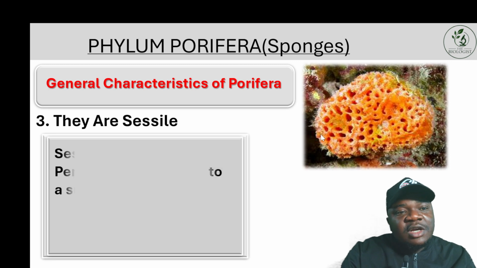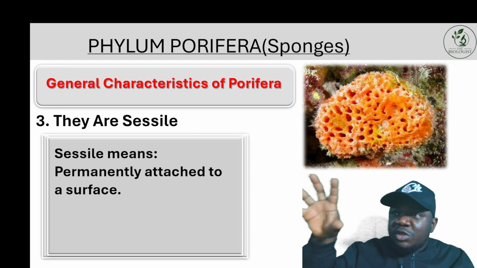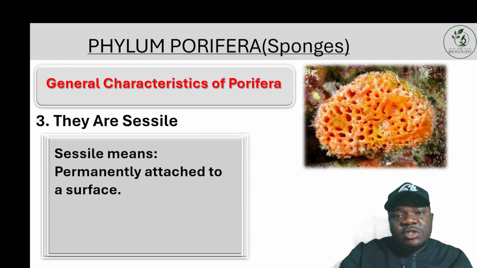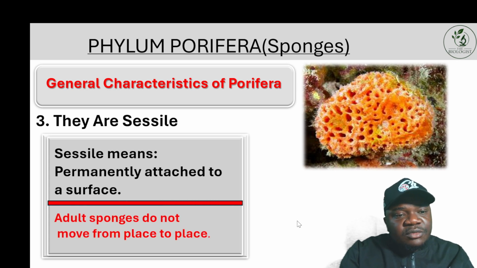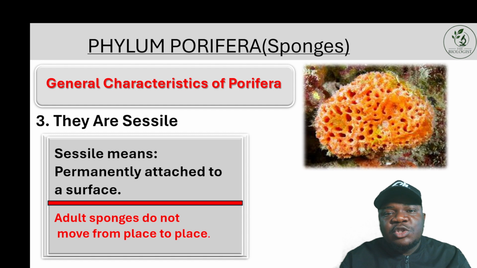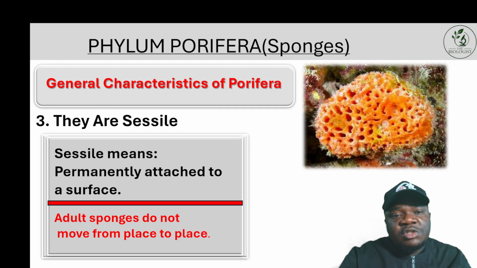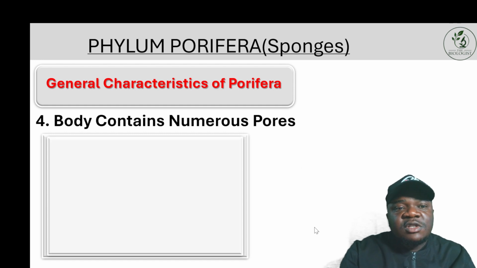All right. One important point about sessile: they are called sessile because they are permanently attached to a surface. When they stick to the surface, they're attached to it. That's why they're sessile. Some adult sponges do not move from one place to another, which means they remain permanently attached to a particular surface and carry out all life processes there.